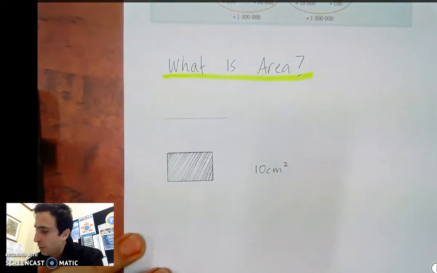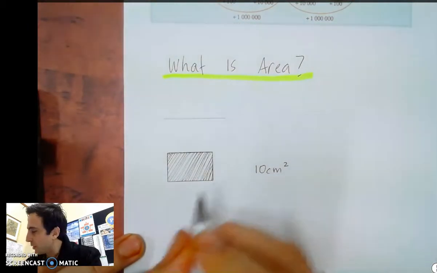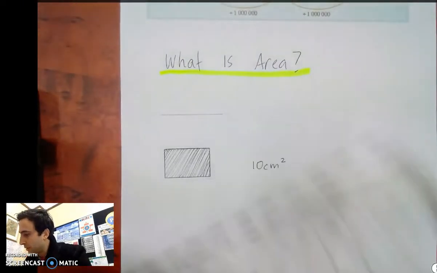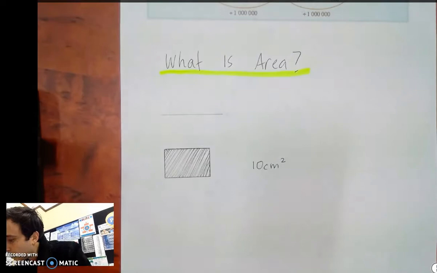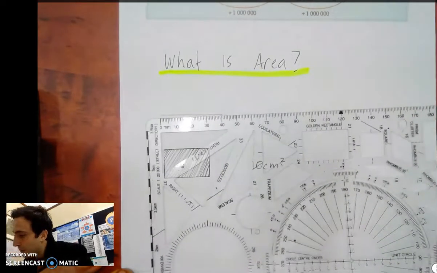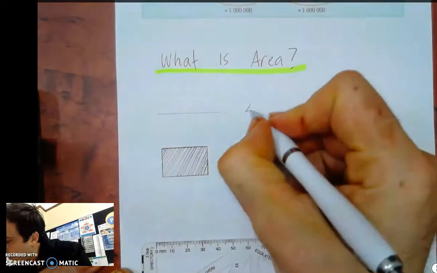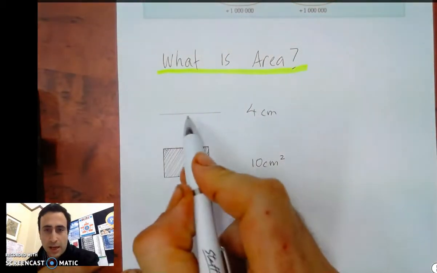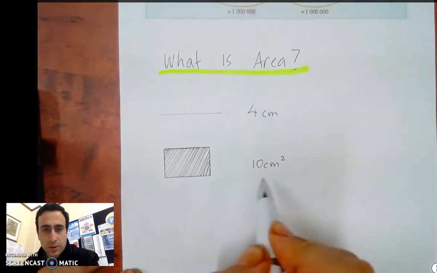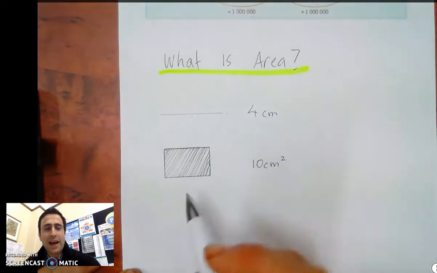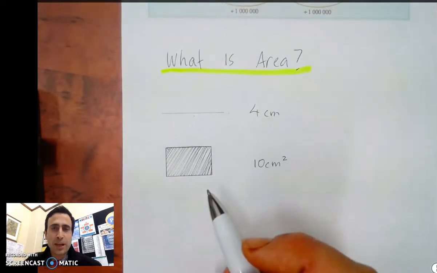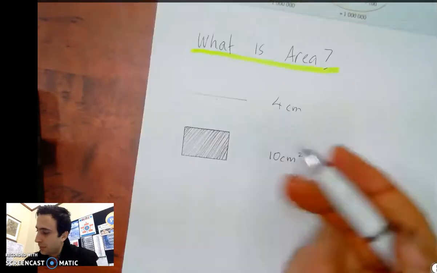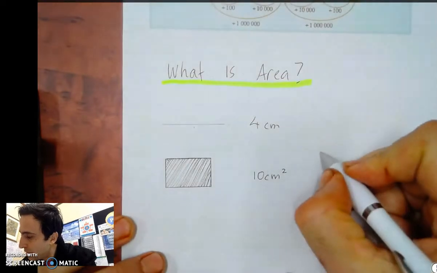most people don't really understand how that is different to, let's measure this distance here, this 4 centimetre line. Now, how can that be 4 centimetres and that be 10 centimetres squared? What's the difference between the two? And that's really the main question about what an area is. An area is a measure of two-dimensional space.